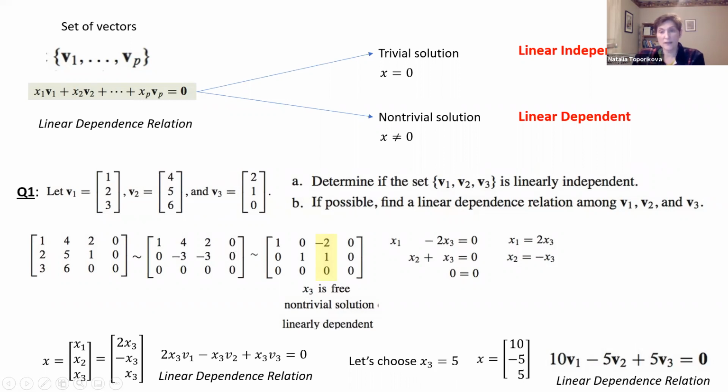So, okay, we found a linear dependence relation. So now every time we have a different x3, we can write down this linear dependence relation. Okay, now go ahead, go back to chapter 1.8 and try to work several more examples of the chapter.